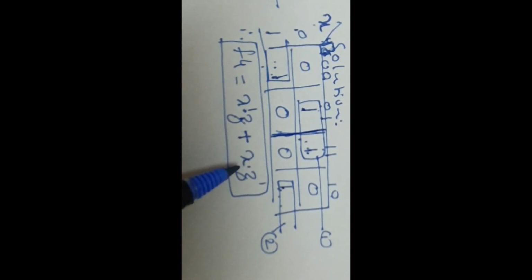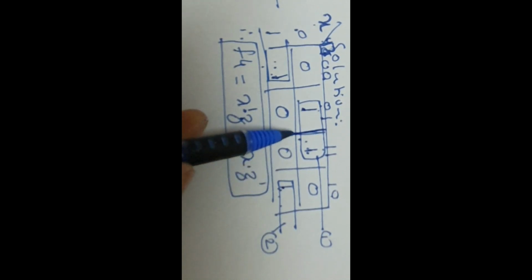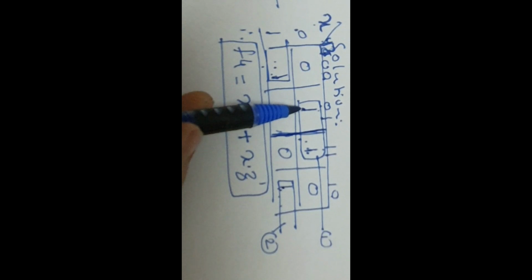So in any group, if there is at least one which is covered only in that group, then prime implicant with respect to that group is called as essential prime implicant. Here two groups are there, two prime implicants we can write, and in each group one is there which is covered in only that group.